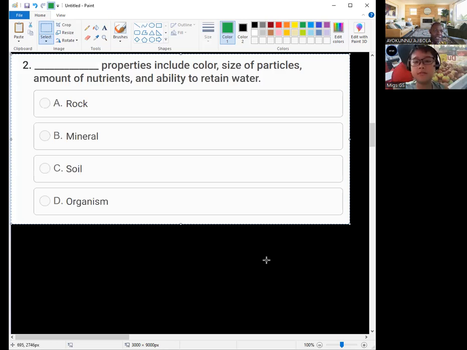So can you see this second question? Read it. Yes, read it. Blank properties include color, size of particles, amount of nutrients, and ability to retain water. So which option do you go for?